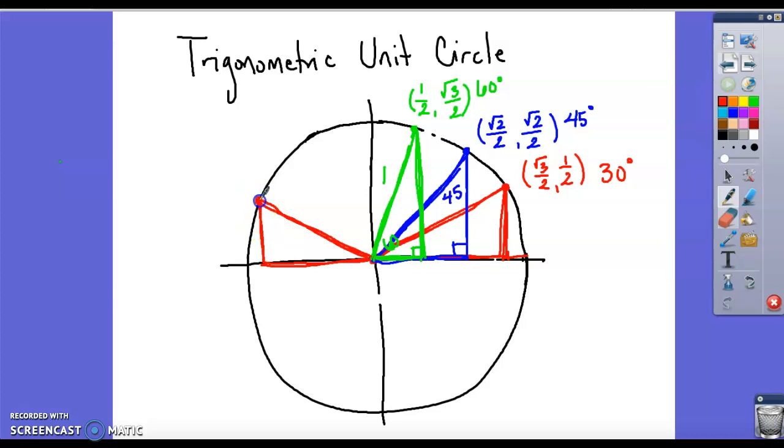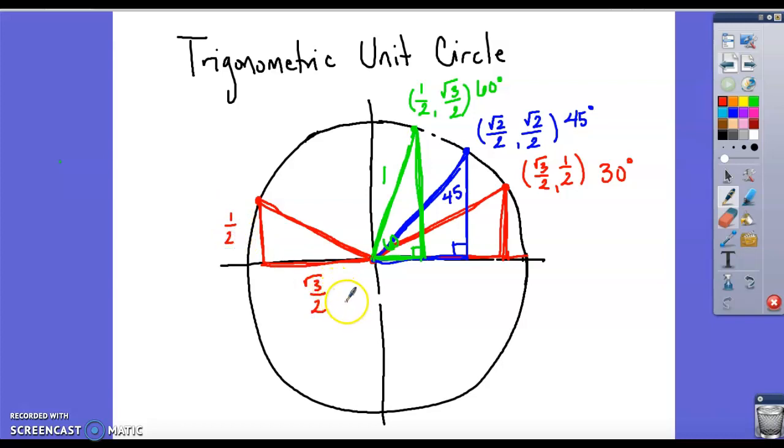It's going to work out to be the same thing, right? My hypotenuse is still 1. The side opposite the 30 is going to be 1/2 times 1. The side opposite the 60 is going to be square root of 3 over 2. And I guess let me just write these in here.